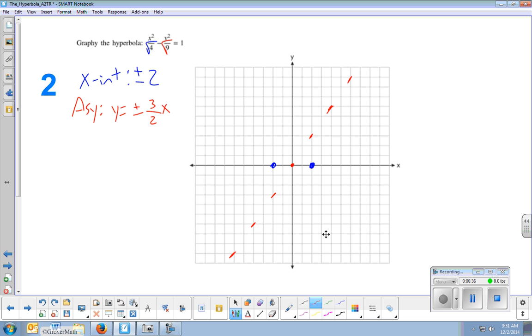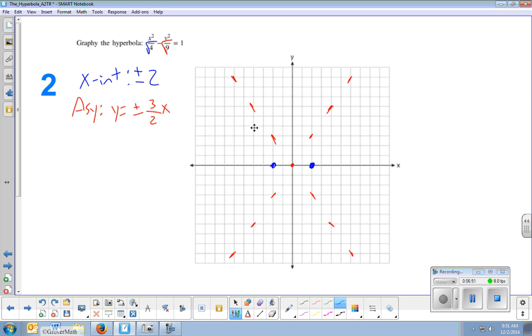And now I want to graph a negative slope 3 over 2. It's still 3 over 2. It's just on the negative side. So you can think of it as down 3 over 2 instead of up 3 over 2. But it looks like a declined line instead of an inclined line. And so those are my asymptotes.